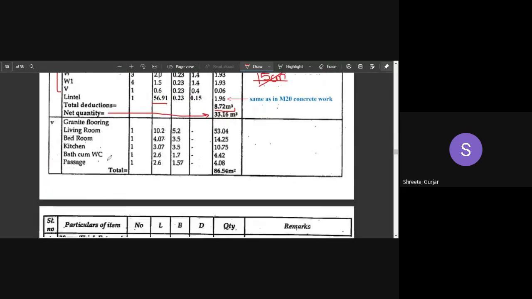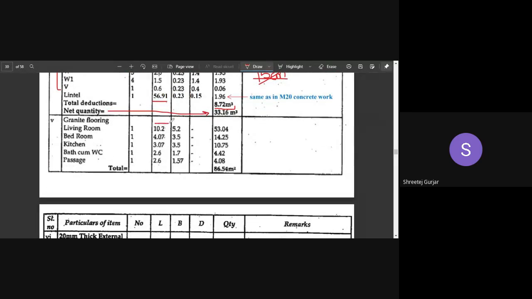So moving on to granite flooring. This is your in-to-in distance of your living room, and then this is your in-to-in distance of your bedroom. And this is the in-to-in distance of your kitchen, which is given in your plan. Same thing we will substitute. And this is for your bathroom or water closet, and then this is for the passage. All of these are in your plan itself. They are given. If you multiply, you will get your granite flooring, and this is your total quantity.